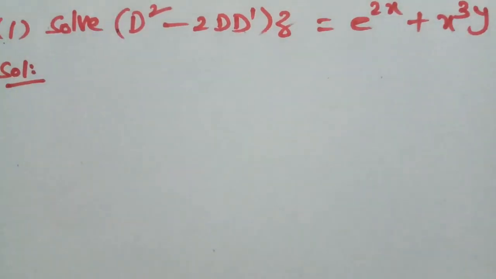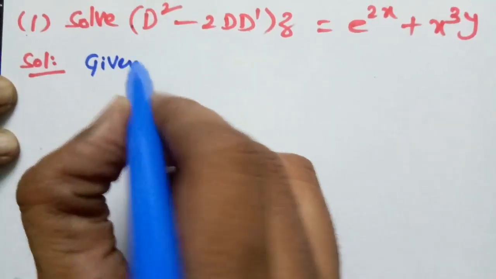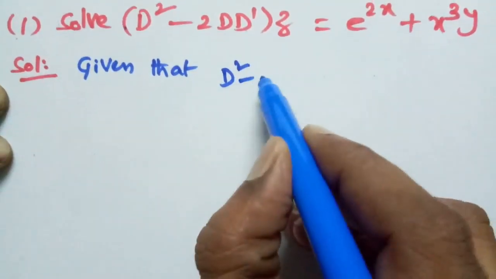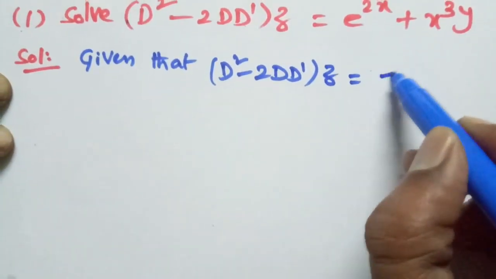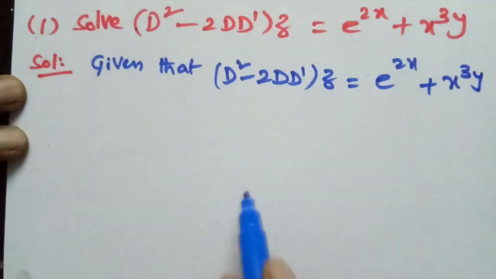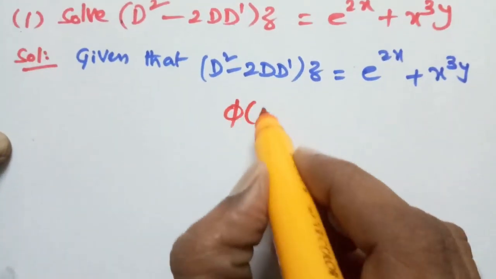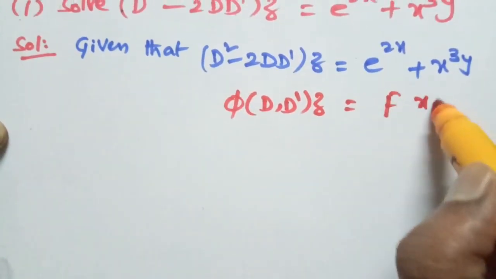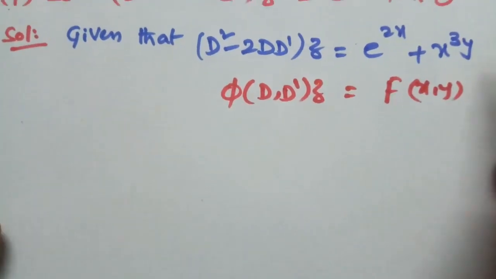First, write down the given equation. Given that D square minus 2 D D dash into z is equal to e power 2x plus x cube into y. Therefore, this is of the form phi of D, D dash into z is equal to f of x comma y. Say this is equation number 1.